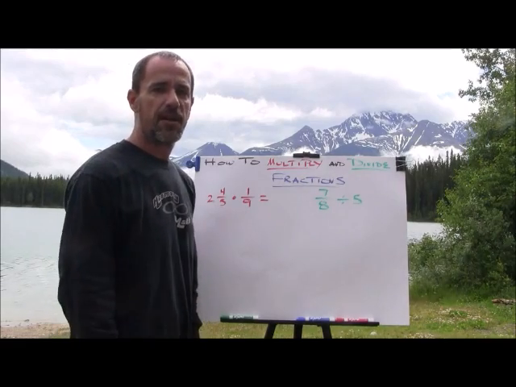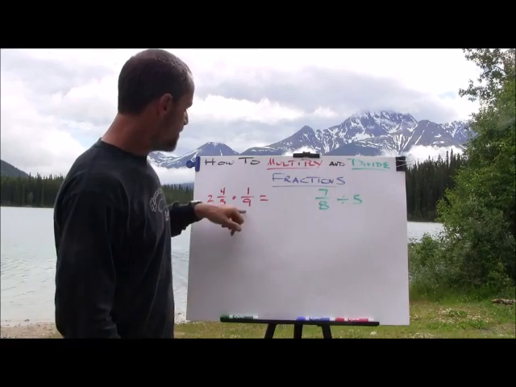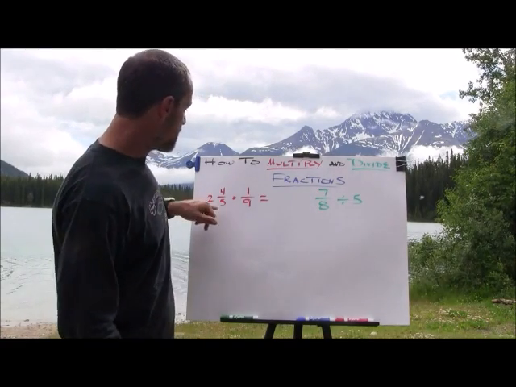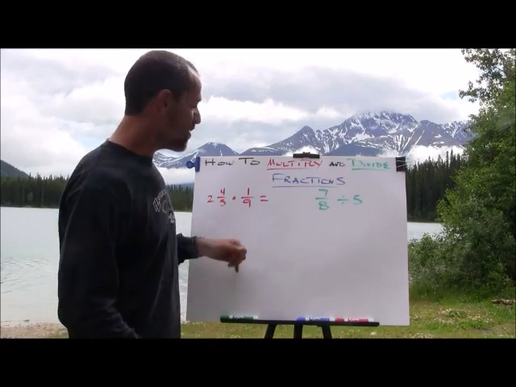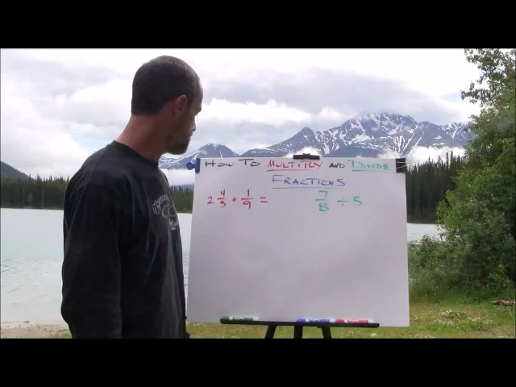First things first, let's do a little estimation. 2 4/5 is about 3. 1/9 isn't really much of anything. It's pretty close to 0. So if you take 3 times not very much, your answer better be somewhat close to 0. So let's just keep that in the back of our mind.